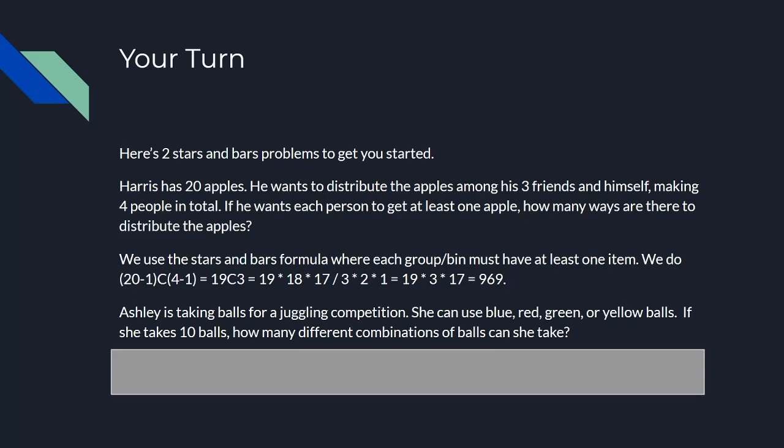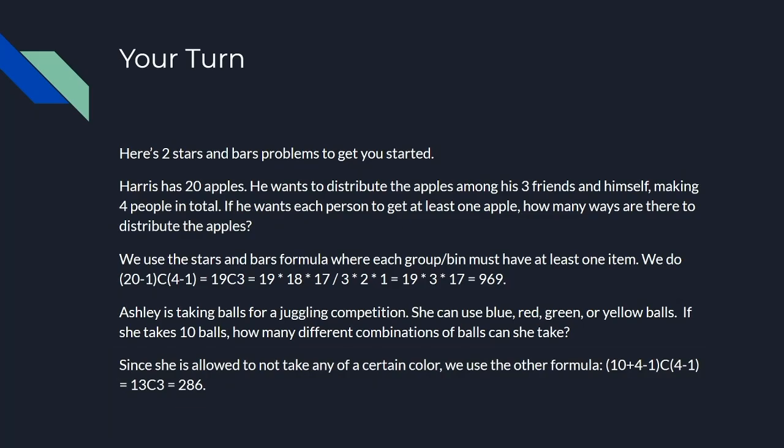Okay, so now she's allowed to not take any of a certain color, right? So it's not like she has to have at least 1 blue ball or something. She can have like all green balls, like we don't know. Maybe she really likes the color green, right? So we can just use the other formula, right? Because we have n balls, okay, so that's 10 balls in total, so 10 equals n. And we have k, well, we have 4 groups, so k equals 4. So we just do 10 plus 4 minus 1, choose 4 minus 1, and that's equal to 13 choose 3 equals 286. So that's how many combinations of balls she can take.